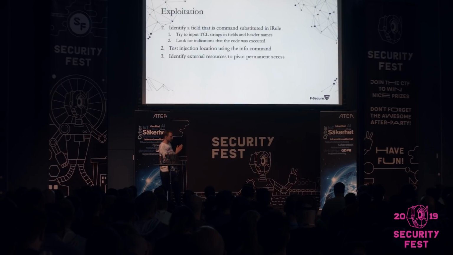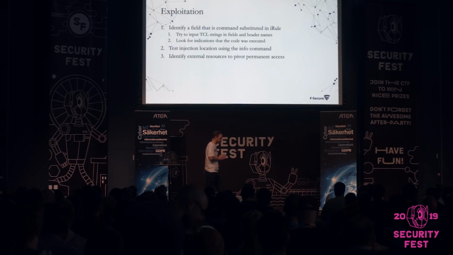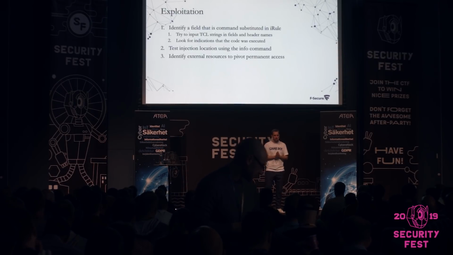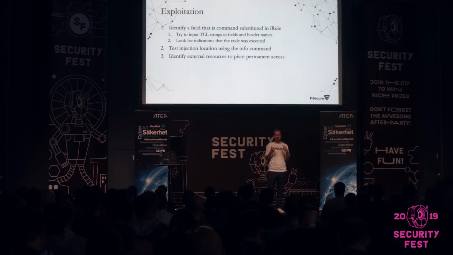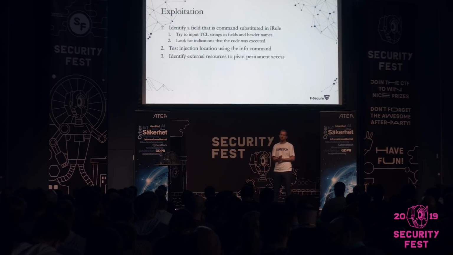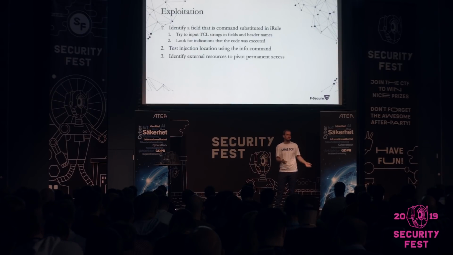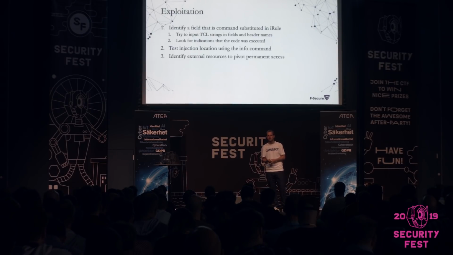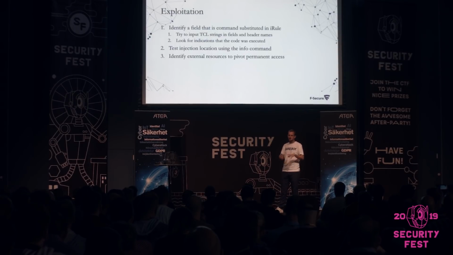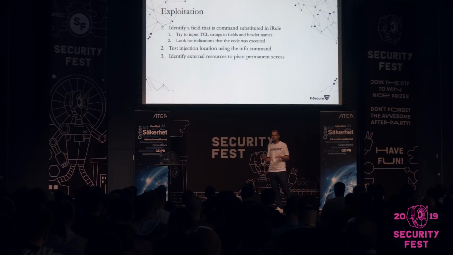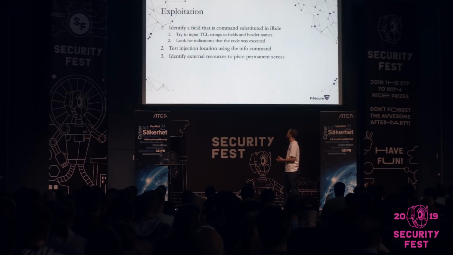So exploitation. What do we want to do as attackers? We want to first identify, is this code vulnerable? That's what you want to do if you're a pen tester. Is what you want to do if you're a state actor or whatever. Right? So that means that you're going to try to inject a Tcl script or an iRule script into a variable of some kind in a HTTP request. And you're going to see if that was evaluated or someone actually ran it for you.